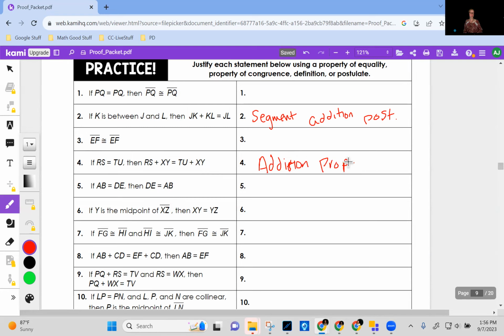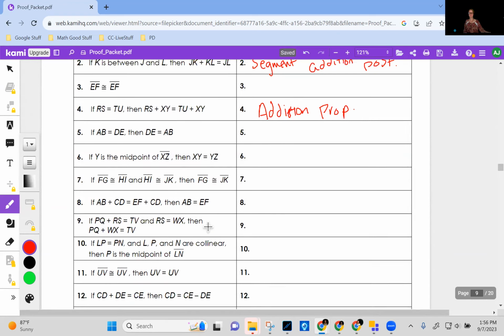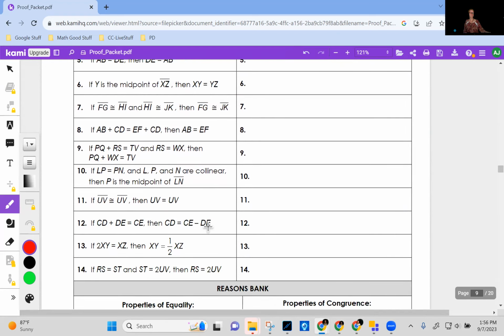Let's choose another one. Let's do this bottom one. If RS equals ST and ST equals UV, then RS equals UV. So here we have taken out this middle guy and said that these equal each other. That is always going to be a sign of the transitive property.